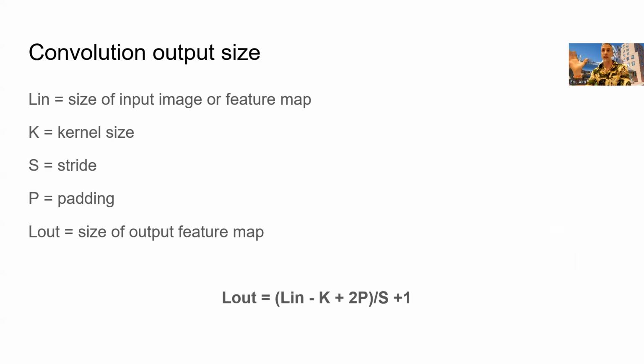is just the input size minus the kernel size plus twice the padding size, because I have padding on both sides, and then I divide by the stride. Okay, and add 1, and so that's going to be the size of the output of that convolutional layer.